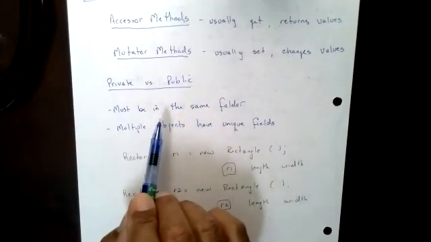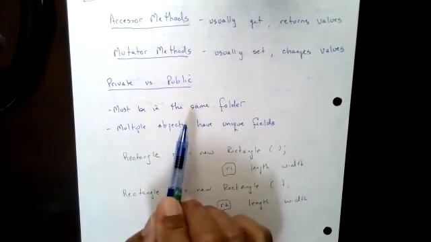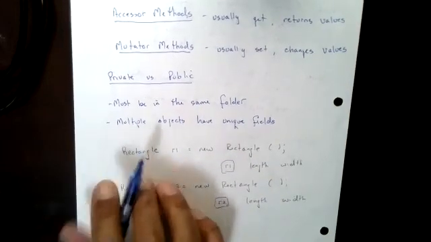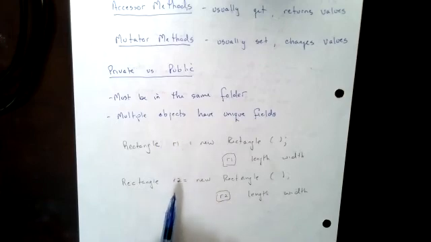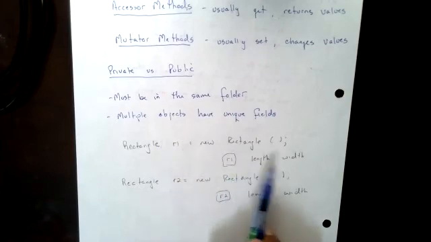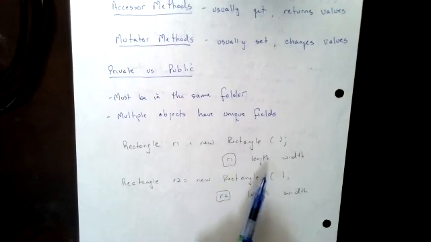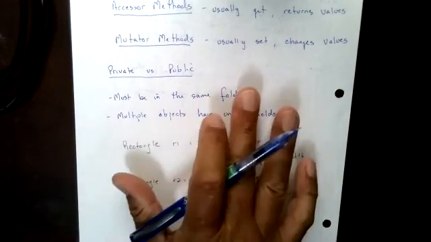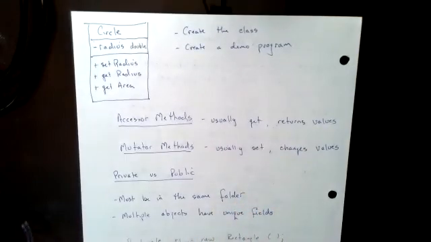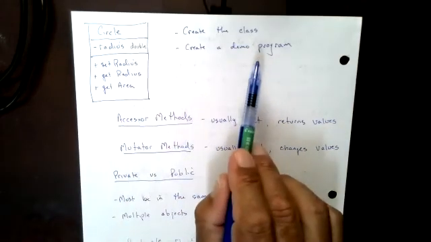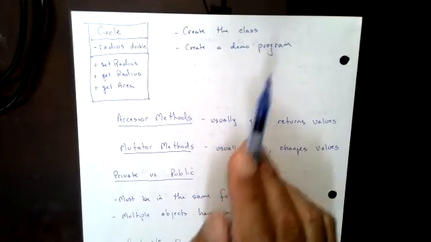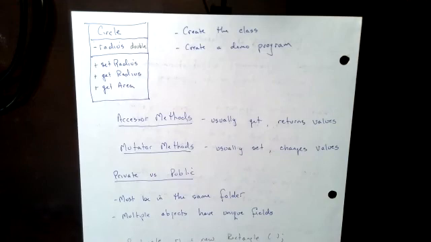My class has to be in the same folder as a demo program or any kind of program that's going to use it. And I also mentioned that multiple objects have unique fields. That was the question that was just asked. If I have rectangle R1 and rectangle R2, R1's length and width are going to be different than R2's length and width. So if I say R1.getLength, it's going to give me this length. If I say R2.getWidth, it's going to give me this width. So they are unique. So when you're writing these programs, should the class and demo program be separate programs? The answer again is yes. Just like rectangle was separate from the program that used rectangle.